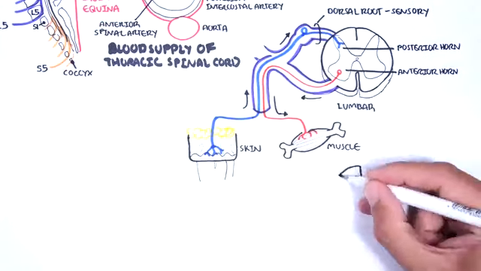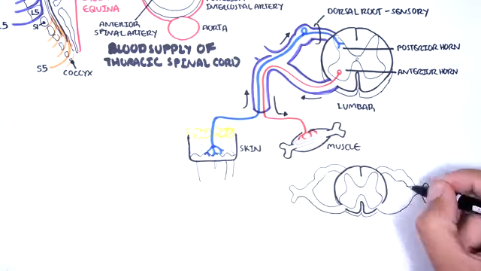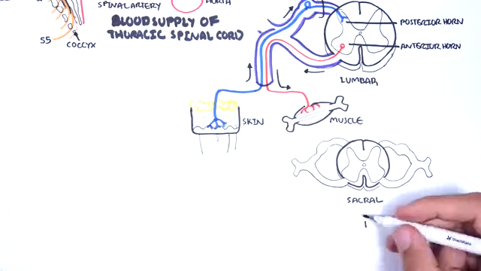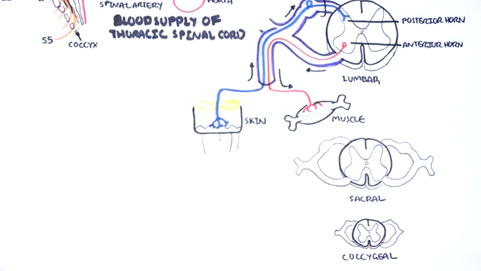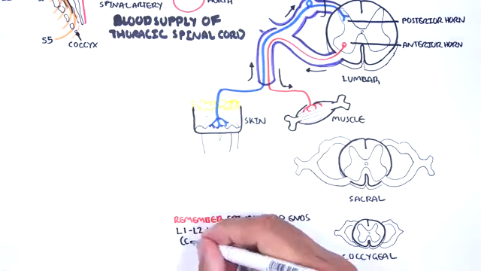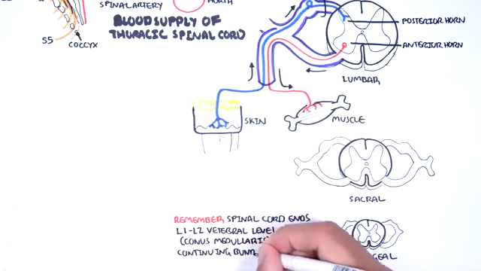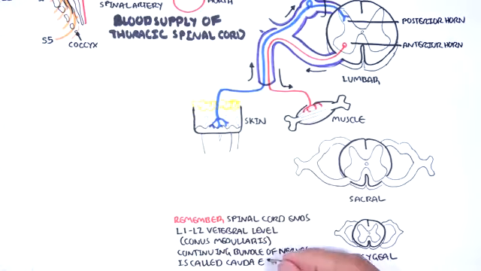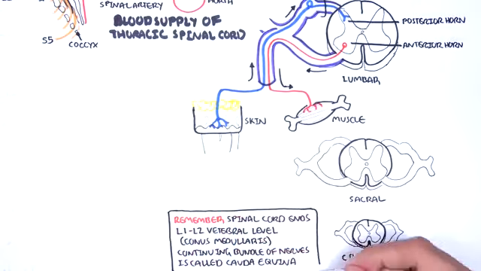To complete this section here, we have the sacral spinal cord and the coccygeal spinal cord cross sections. Remember, the spinal cord ends at about the L1, L2 vertebral level, and this is termed the conus medullaris. Continuing bundle of fibers from here is the cauda equina.